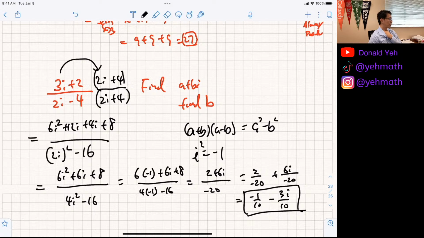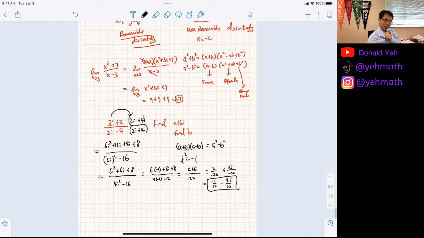You've done this before in Algebra 2. I don't know if you did it in pre-cal or not. I don't think so, right? In pre-cal, you did it with the polar form, supposedly.